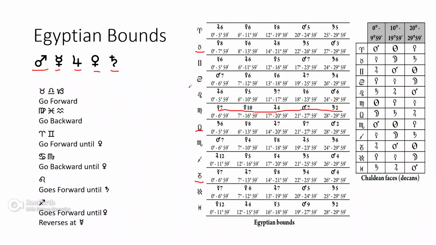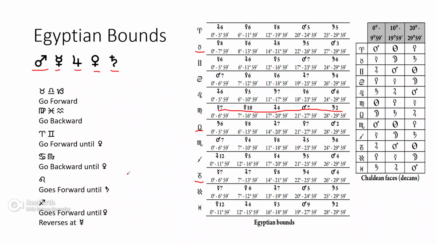And so then Scorpio and Cancer go backwards. We start with Mars. You can't have a malefic in the second bound, so we skip Saturn. We get to Venus, but then we reverse once again. So then we start cycling forward, we go and we find Mercury, Jupiter, and then our leftover Saturn.